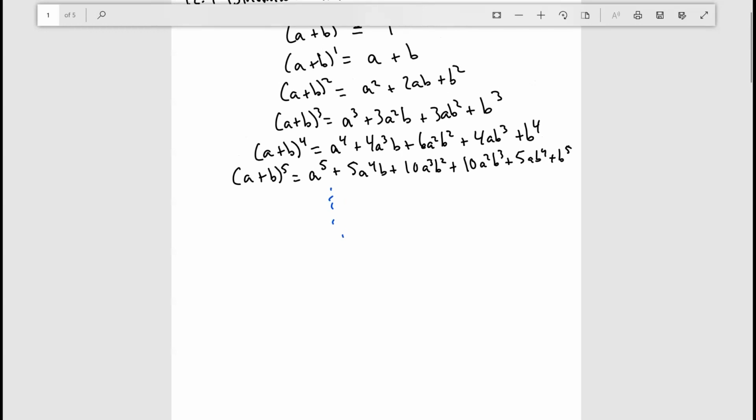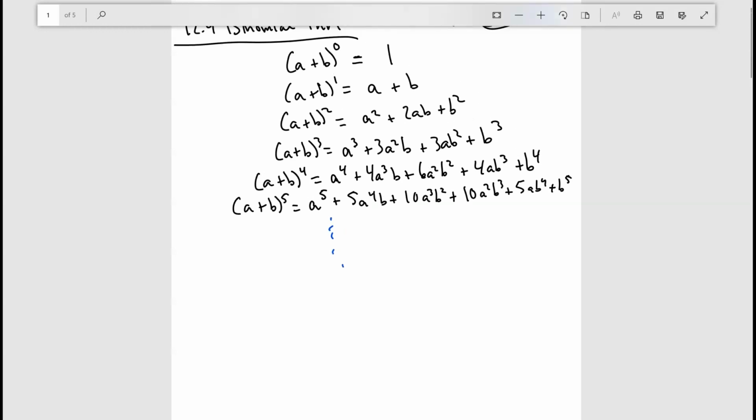So let's look at a couple things that we notice. If you look at, for example, a plus b to the 3rd power, look at the values of a. We start off with a to the 3rd power. Then what happens to the a? Now it's a to the 2nd power. What happens to this a? Now it's a to the 1st power. And then there's no a. Now what about the b term? There's no b, 1b, 2b's, and then 3b's. And notice that that happens for every single power.